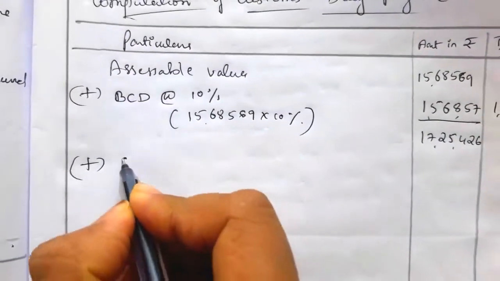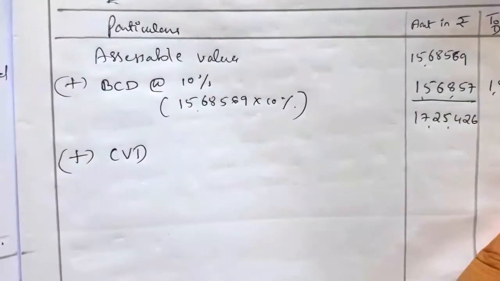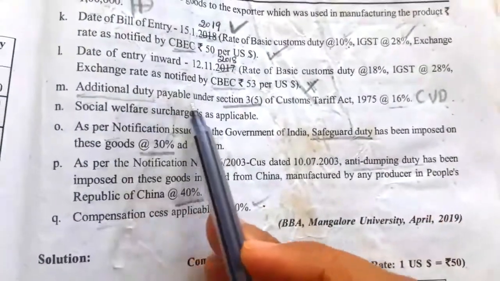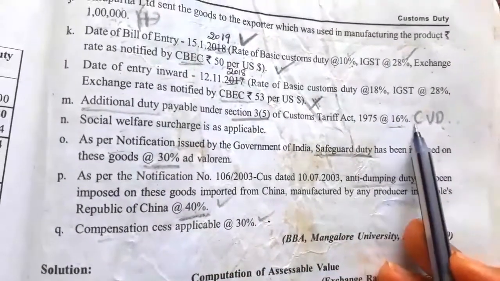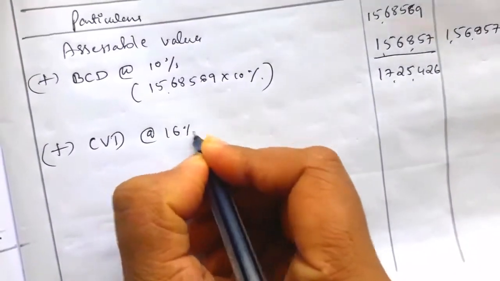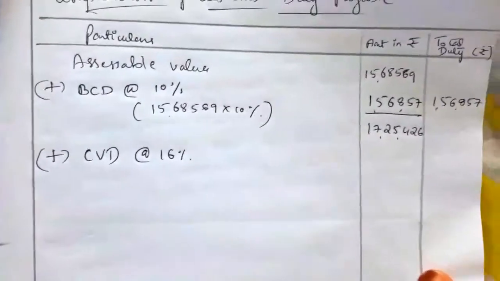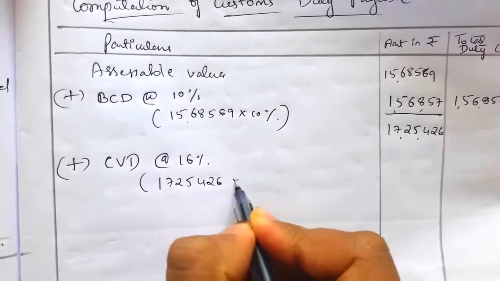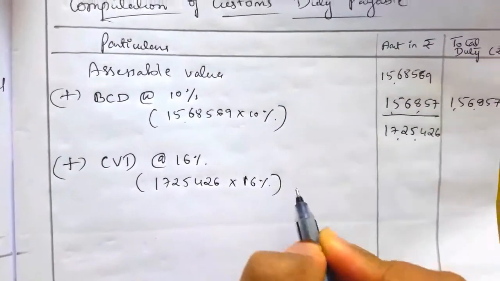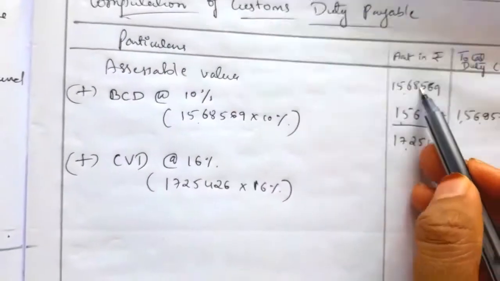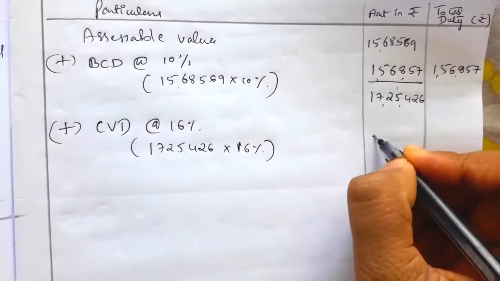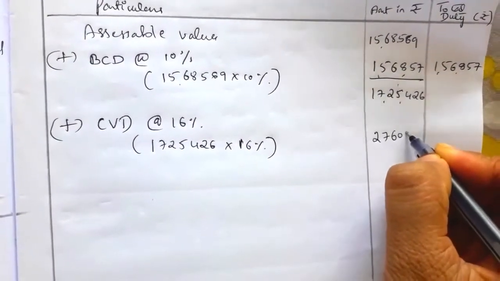Next we have to add CVD; there is a CVD in the illustration. What is the rate of countervailing duty? The additional duty payable is 16%, so we calculate 16% now. CVD at 16% is calculated on the total value, that is 17,25,426 into 16%. CVD is calculated on assessable value plus tax, so that is equal to 2,76,068.